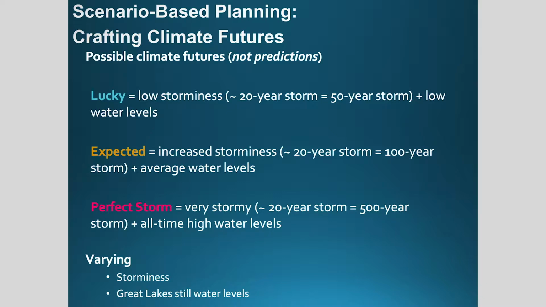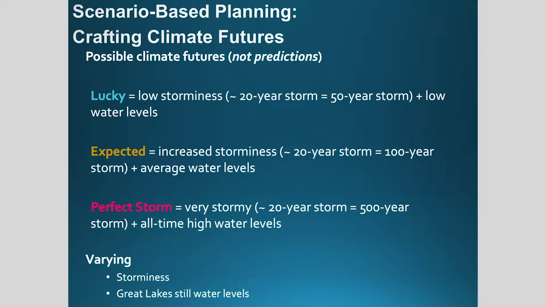So the labels we came up with are a lucky future, an expected future, and a perfect storm future. You don't need to use these labels with your communities, but I think they resonate and they kind of make sense. On a Great Lakes shoreline, what we're doing is combining storminess and water levels.